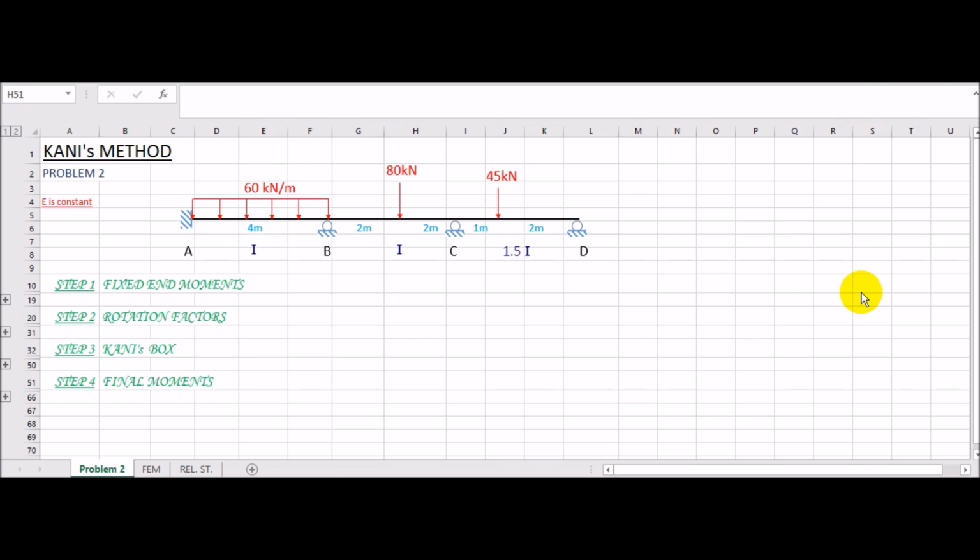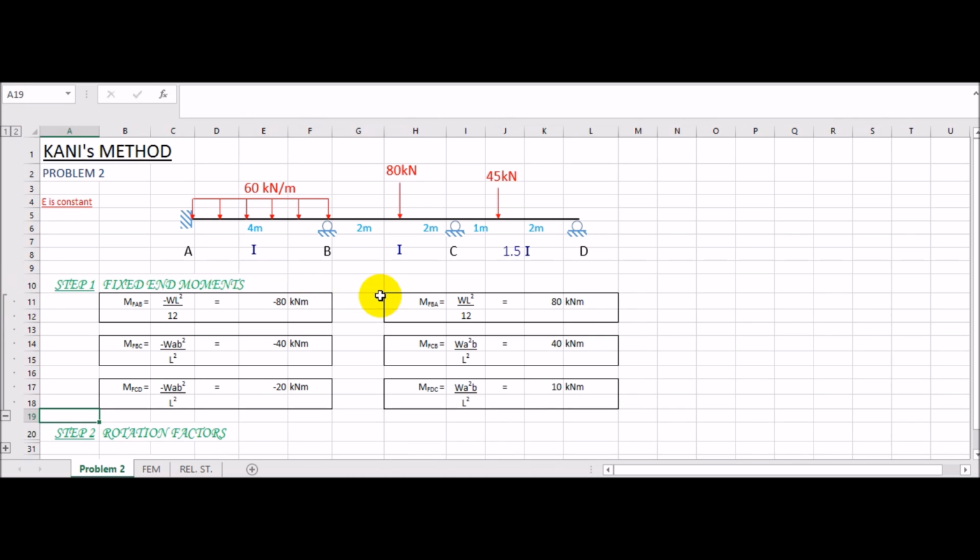Since this is a pin joint, there are some changes while doing the iteration process in the Kani's method, that is step 3. Okay, so steps 1 and 2 are almost similar to the previous problem, but still we'll go through them. Okay, step 1 is finding fixed end moments.